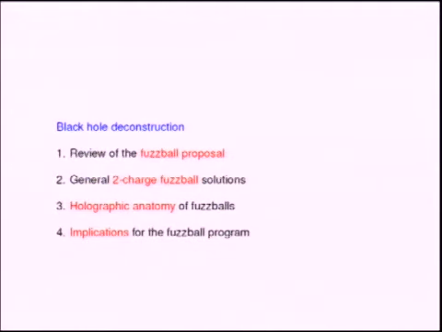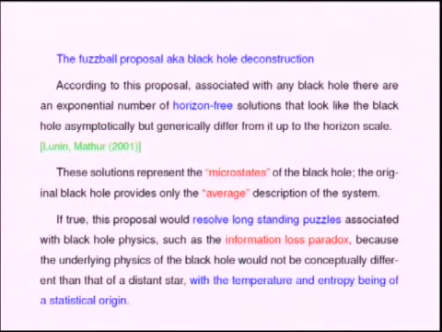The Fuzzball proposal and black hole deconstruction are, up to certain technicalities, the same thing. I'm using the words interchangeably, though I prefer the first myself. I'm going to give you a review of what this is, and then tell you what we've done to develop the fuzzball proposal. The basic idea is that for any black hole, one can find an exponential number of horizon-free geometric solutions that look like the black hole asymptotically, but generically start to differ from it as you go into where the horizon would have been.